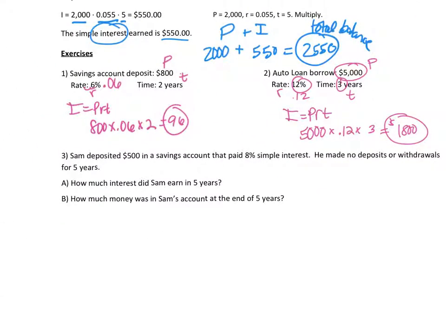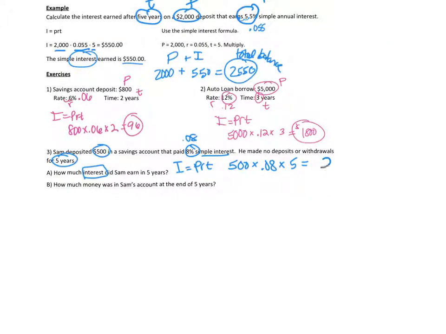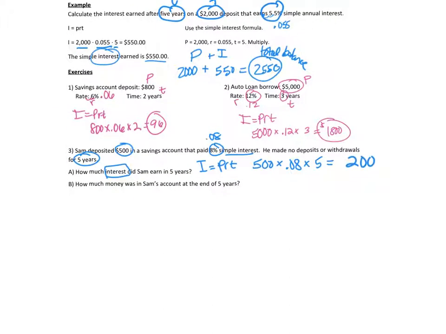On number 3, Sam deposited $500 in a savings account that paid 8% simple interest. He made no deposits or withdrawals for 5 years. So how much interest did Sam earn in 5 years? So we're going to use that formula, I equals PRT. The P was my 500. The rate in decimal form, 0.08, and my time in years. So I get 200. So that's how much interest.